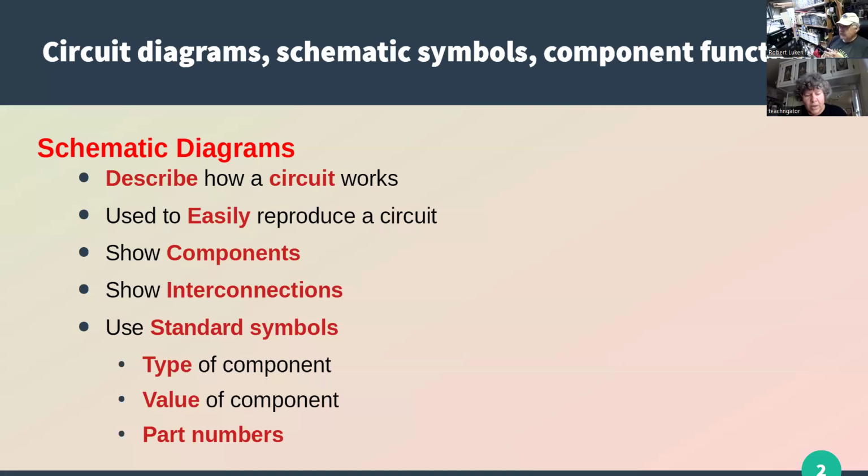It shows symbols for the components and how they're interconnected, and they tend to use standard symbols, so the schematics are kind of universal. They will typically indicate the type of component, what its value is, like for resistors or capacitors or inductors, possibly part numbers. They really need part numbers, or it'd be kind of hard to build it.